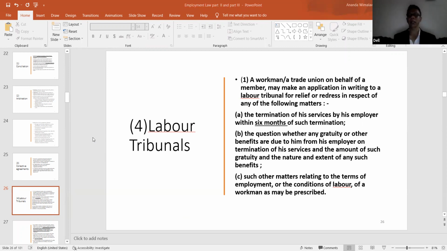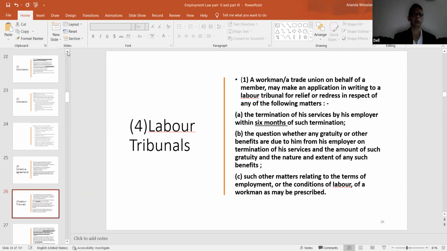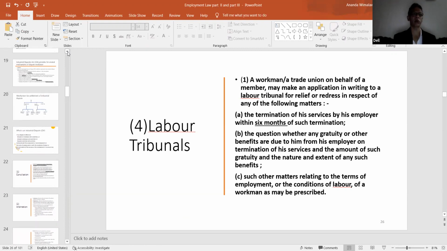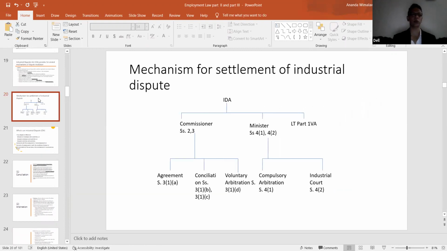Okay, right. Let's start. Now we are moving to the final part of the mechanism of settling industrial disputes.